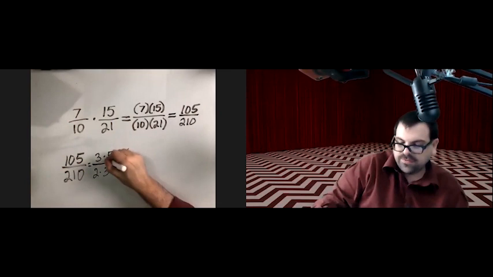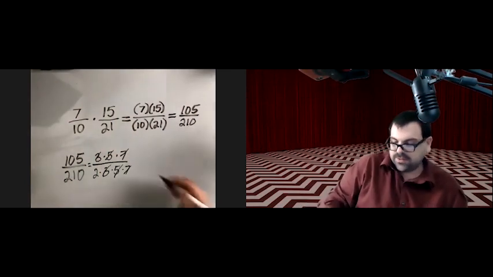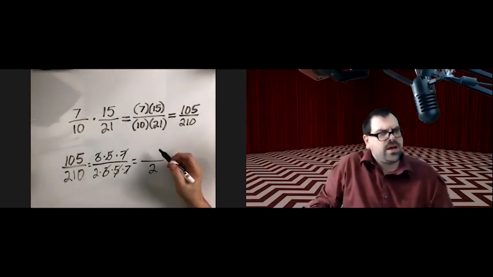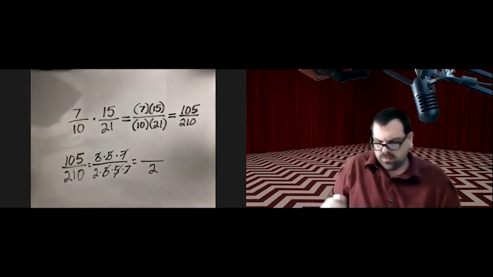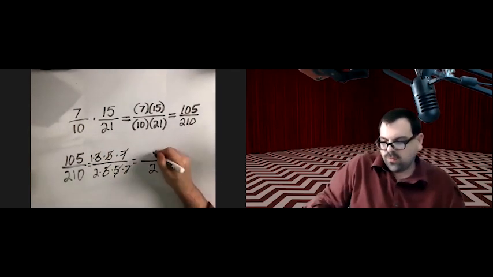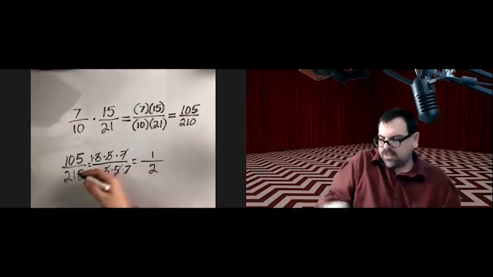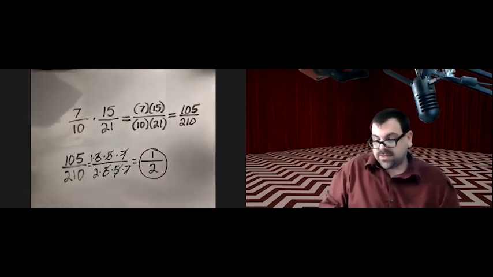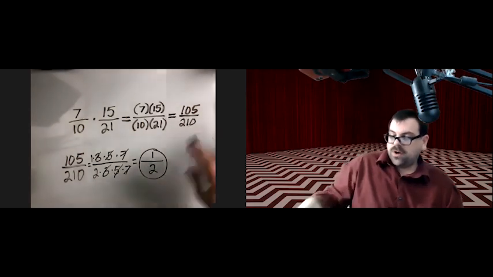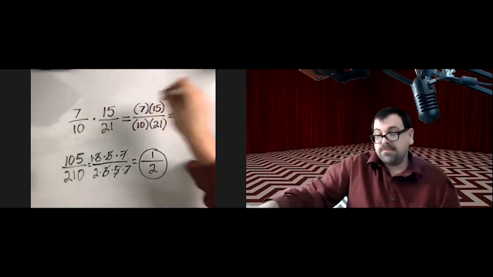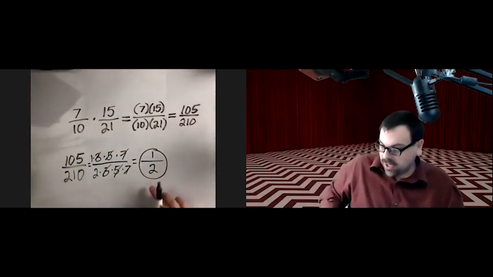The 7s cancel, the 5s cancel, the 3s cancel. Leaves us with just a 2 on the bottom. And would it be a 0 on top because it's all gone? No, because that's like having 1 times all that. That leaves a 1 up top. So prime factorizations and then canceling gets us to the answer of 1/2. So all these different ways we have to reduce when we get 105 over 210, multiplying across the top and multiplying across the bottom.